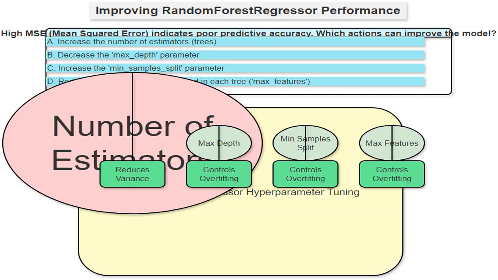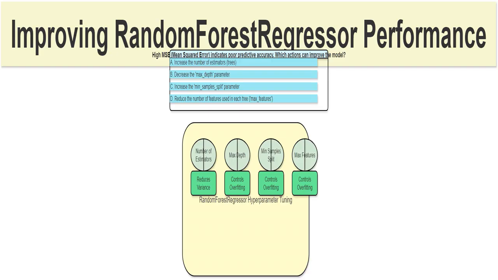MSE, or mean squared error, is a metric that tells us how far off our model's predictions are from the actual values, on average. A high MSE tells us that our model isn't doing a very good job at predicting the house prices. It means our predictions are quite inaccurate.